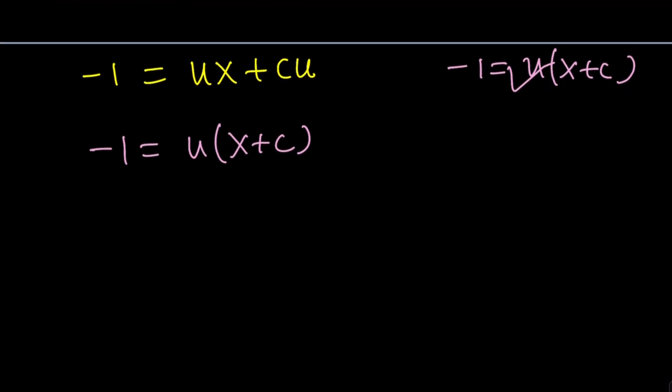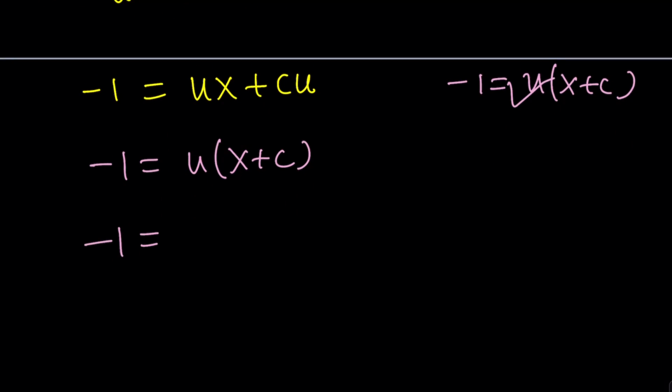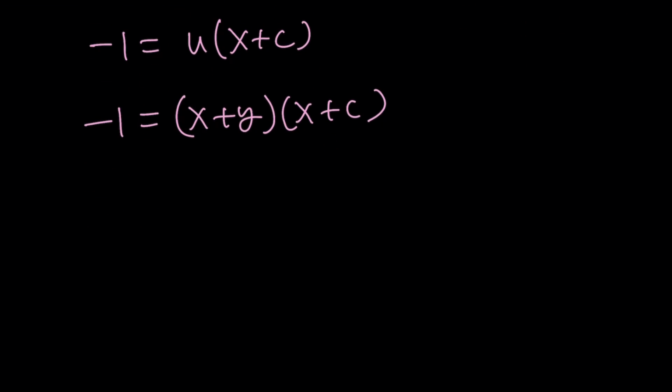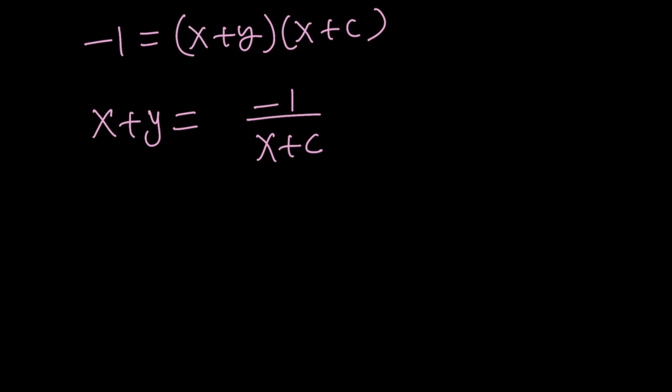And then I'll do the substitution. Negative 1 equals x plus y times x plus c. Since I'm trying to solve for y, let's go ahead and divide both sides by x plus c. So that gives us x plus y equals negative 1 over x plus c. And then from here, y is going to be negative 1 over x plus c minus x.